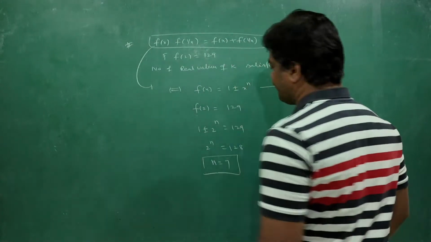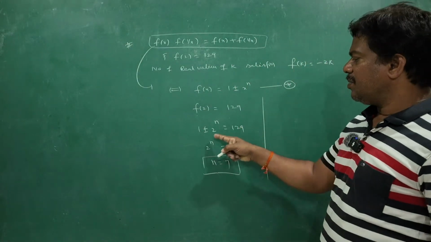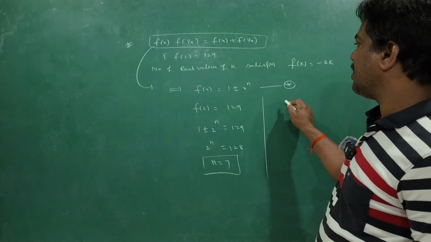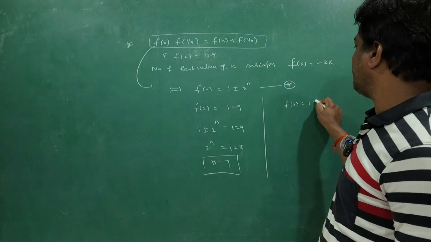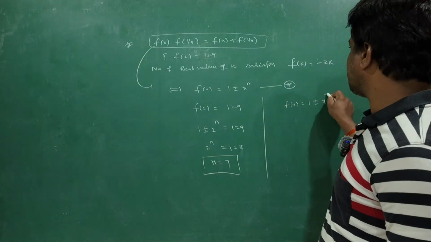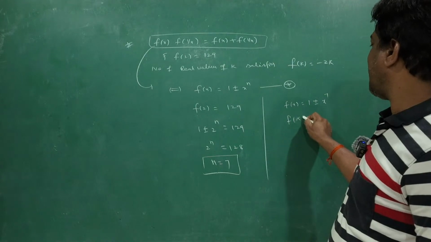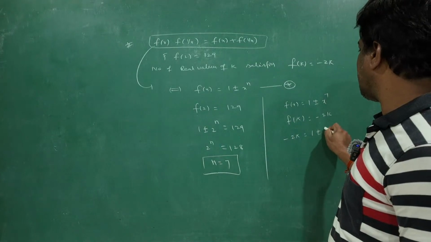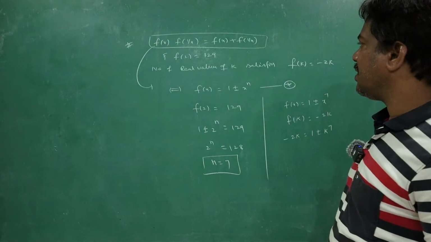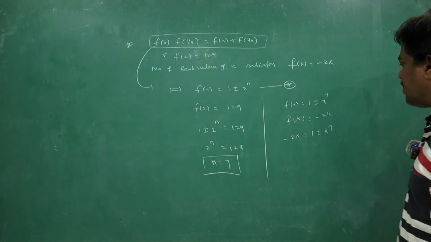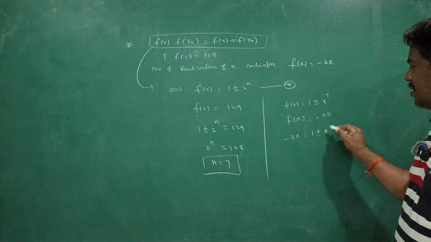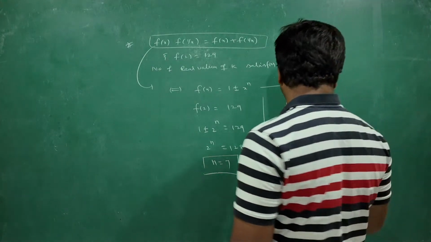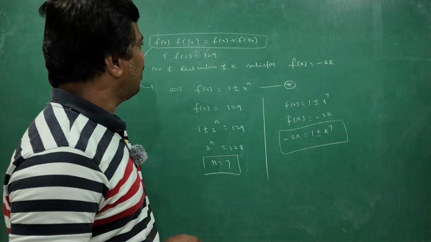Next, a negative number is not possible, only positive is possible here, n equal to 7. So the function is written as f of x equal to 1 plus or minus x power 7. Now f of k equals minus 2k, so minus 2k equals 1 plus or minus k power 7. We need the number of real values of k satisfying this condition. Let us cross check this. You need to get a negative value of minus 2k, with k any real number.